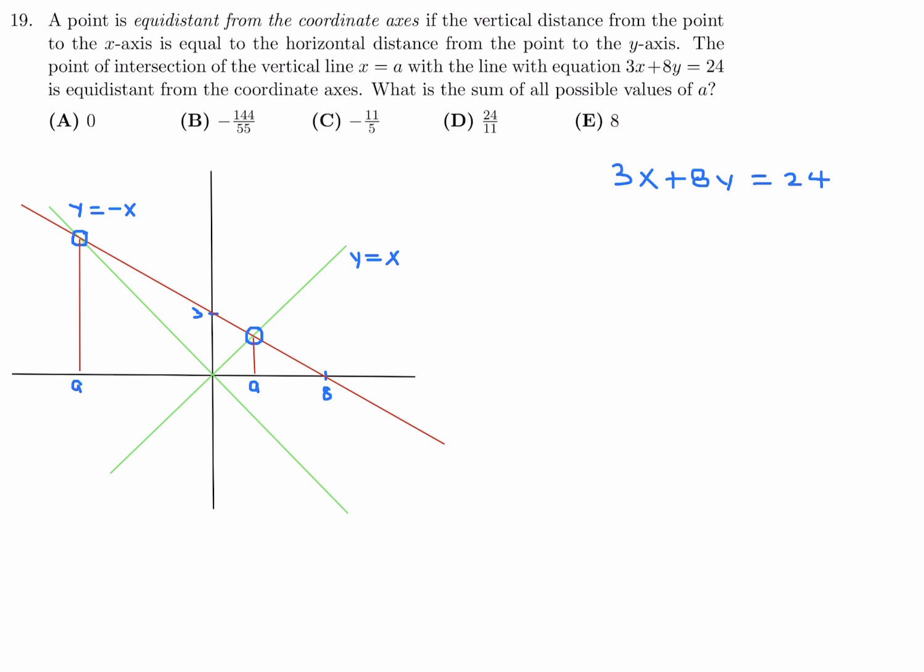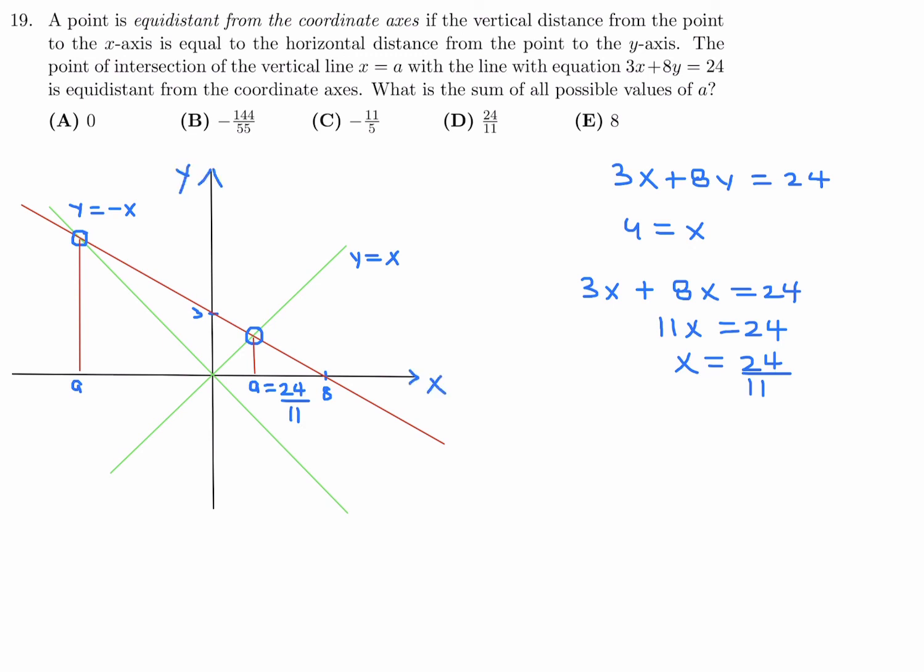Okay, so the first one is the intersection between y is equal to x and this equation. So that's easy. You can just substitute y equals x. So it'll be 3x plus 8x is equal to 24. So 11x is equal to 24. And therefore x is equal to 24 over 11. So this is 24 over 11, the x value, since this is the x-axis and this is the y-axis.